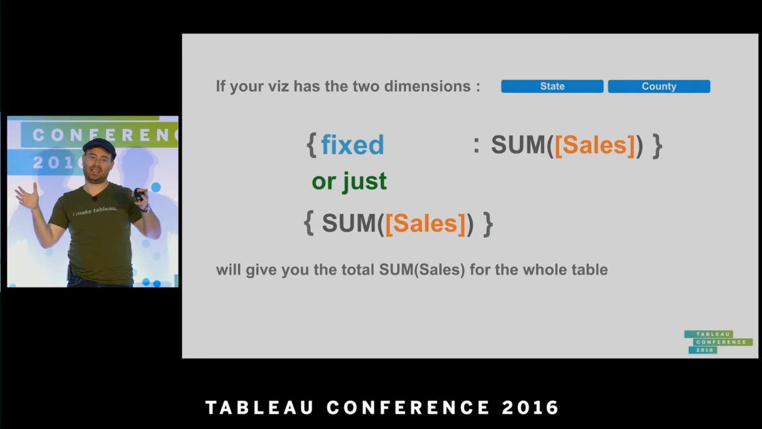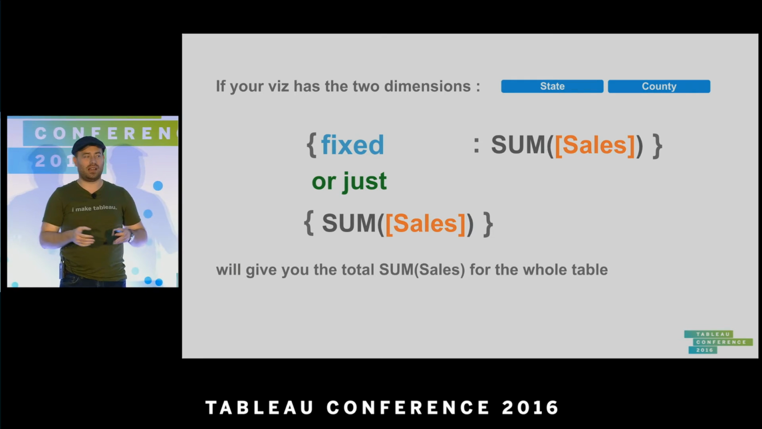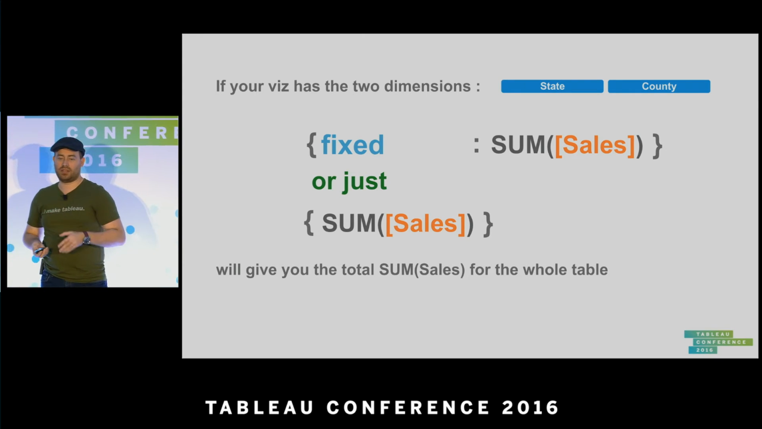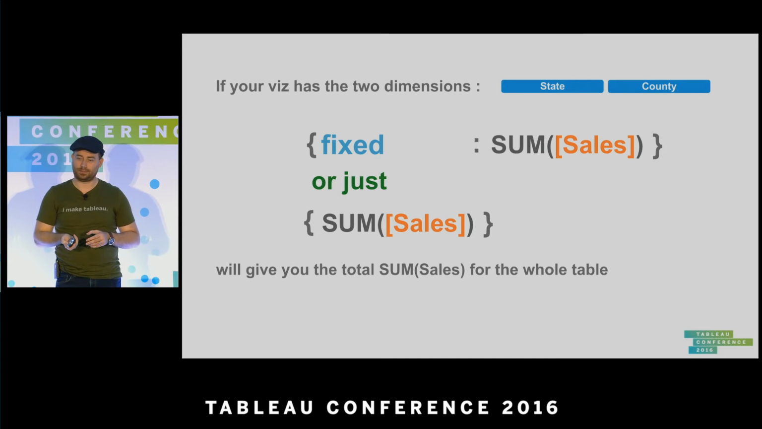It's like, what happened to all my data? There's only one value in this viz. So that's what it does. It assumes that you want the overall minimum maximum for the entire table. And there's a shorthand version of writing this. Instead of putting fixed nothing sum of sales, you can just put the curly braces and we'll take that as fixed nothing sum of sales.